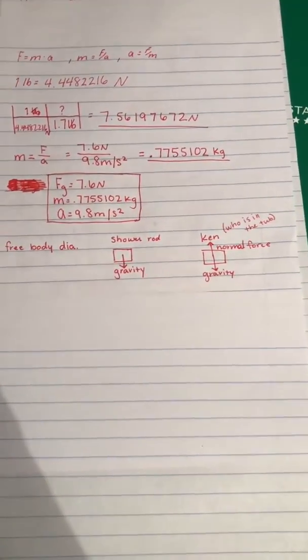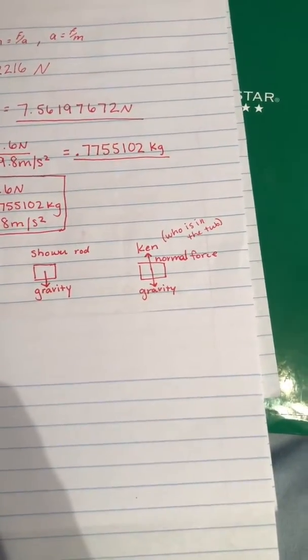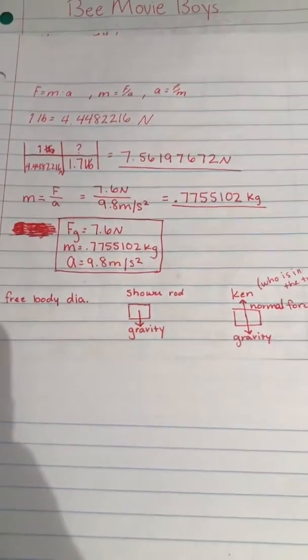The shower rod is affected by gravity, obviously causing it to hit Ken on the head. And then Ken, who's in the tub, is affected by gravity and the normal force. And this is accurate because the shower rod is affected by gravity and can fall and hit someone in the head. For Newton's third law, for every action, there is an equal and opposite reaction.